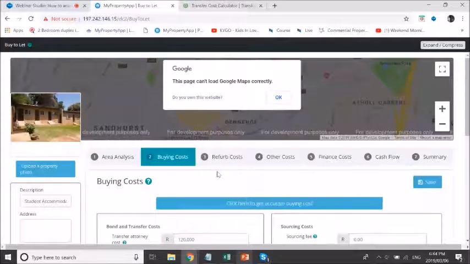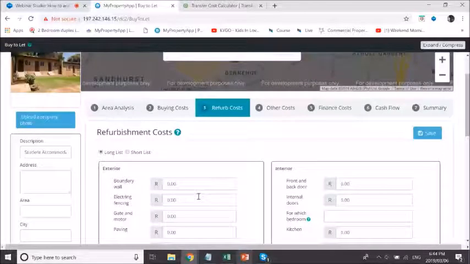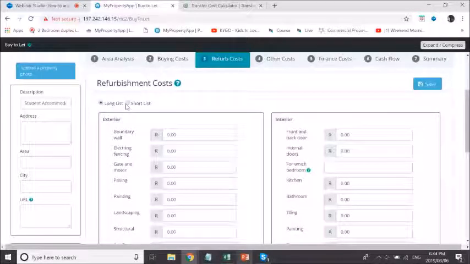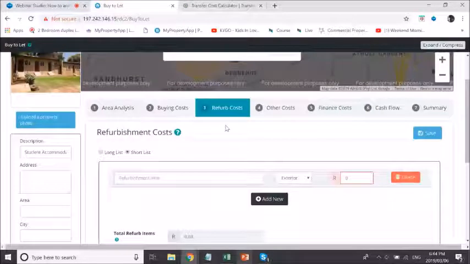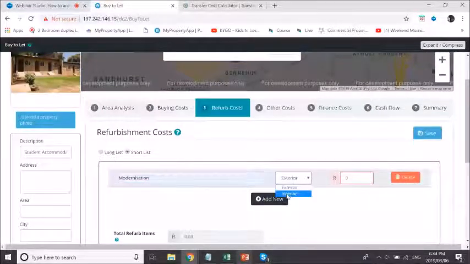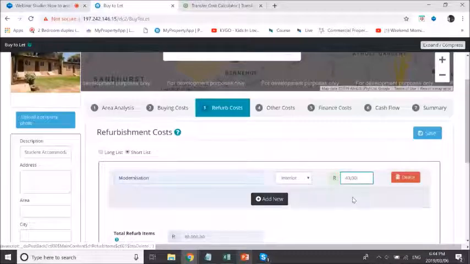Refurb, right? So we've got here the long list. You can input all the different areas that you need, be it exterior or interior, or if you're a little bit less detailed, you can choose the short list option, which is more my preference anyway. The short list will open up basically one tab. And here I'm just going to call it modernization. We'll say it's an interior. I think the modernization will probably be about 40,000 Rand. I haven't viewed the property. I'm viewing it tomorrow. But based on the pictures that I've seen, it looks in relatively good condition.